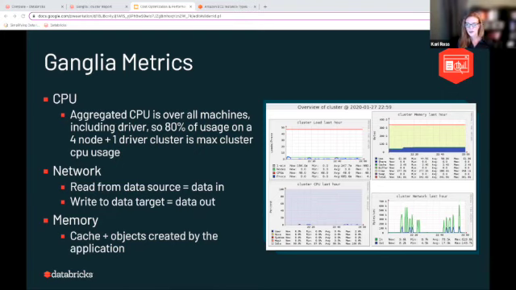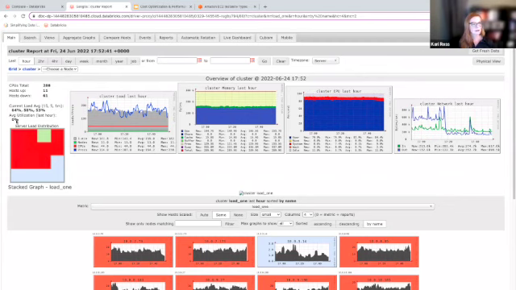So with the cluster, with the Ganglia, it's the aggregation over, again, this is the aggregation over the entire cluster. So it's really your first glance. You really don't want to be near the 100% utilization for the CPUs, because that means extra work is probably being put on your driver, because it is that summation over the whole cluster.